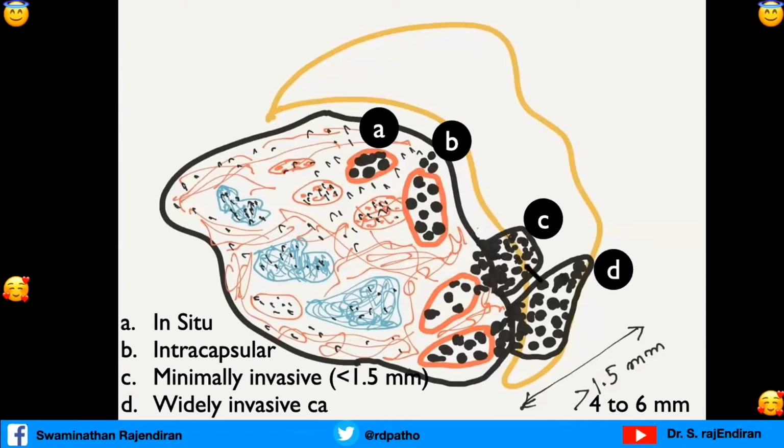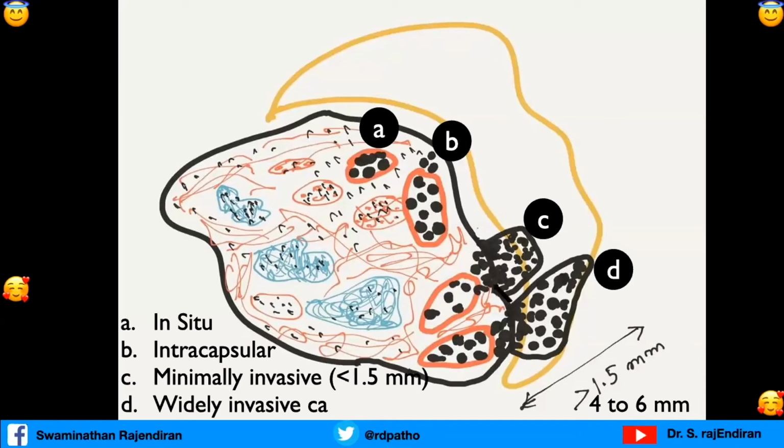outside, okay, I put here 1.5, but remember the new criteria, 4 to 6 millimeters. They are not very sure of this since it's arbitrary. But my thing is, when you keep it more than 1.5 millimeter, it will cover 4 to 6 millimeter also. So this is minimally invasive.